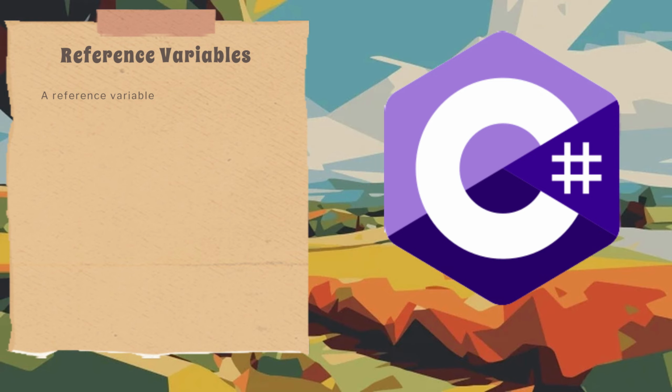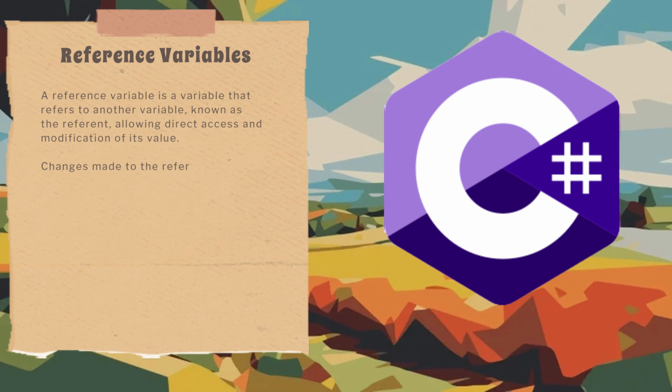A reference variable is a variable that refers to another variable, known as the referent, allowing direct access and modification of its value. Changes made to the referent will affect all reference variables referring to it, allowing both to share and modify the same value.